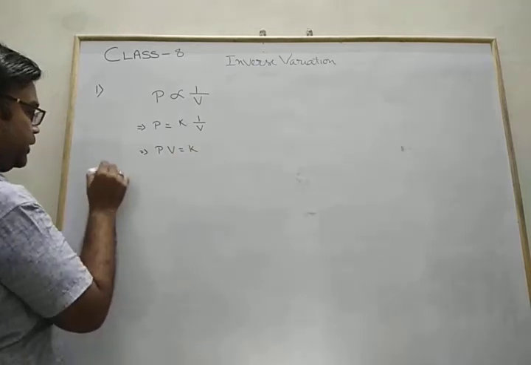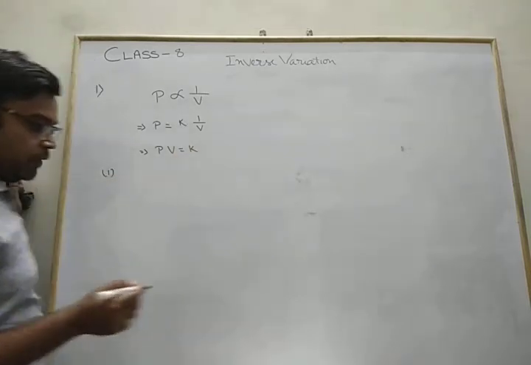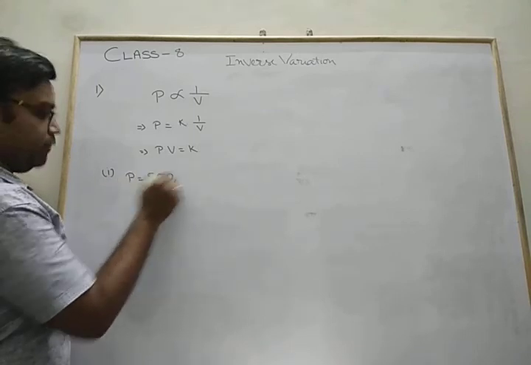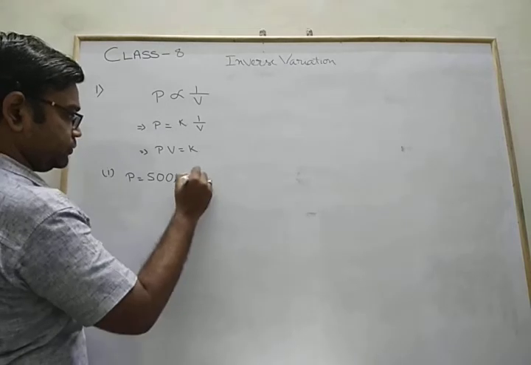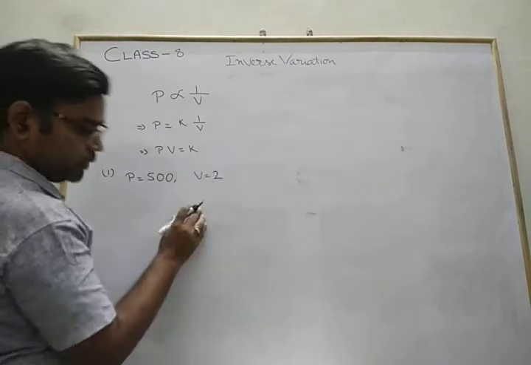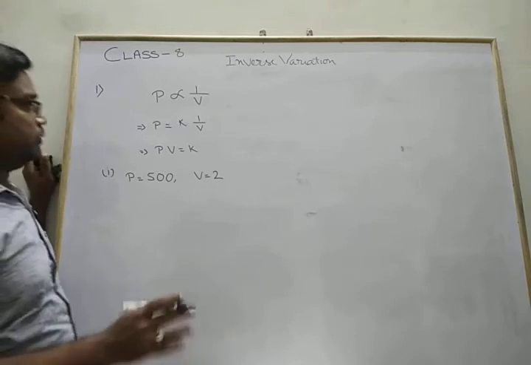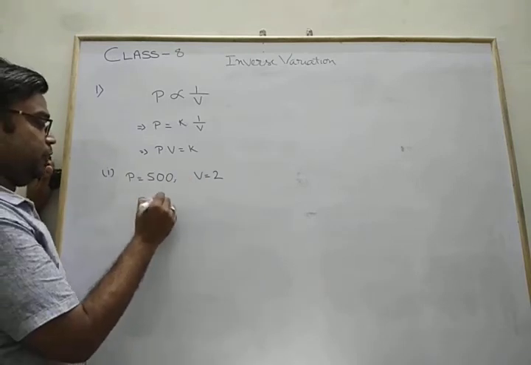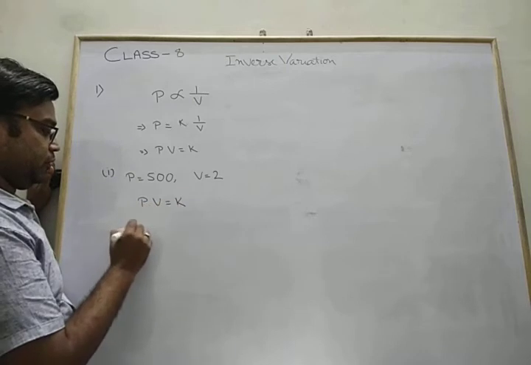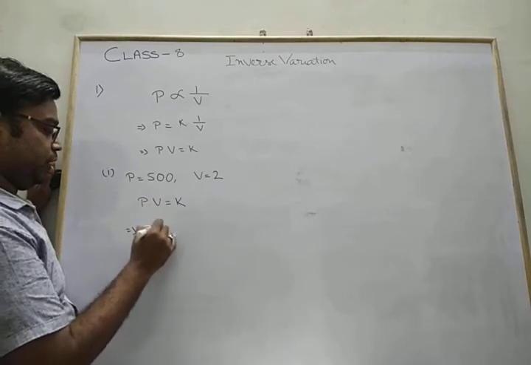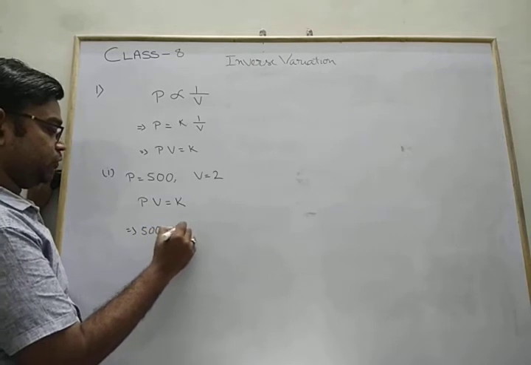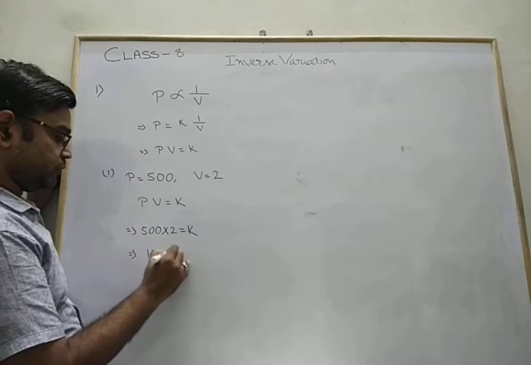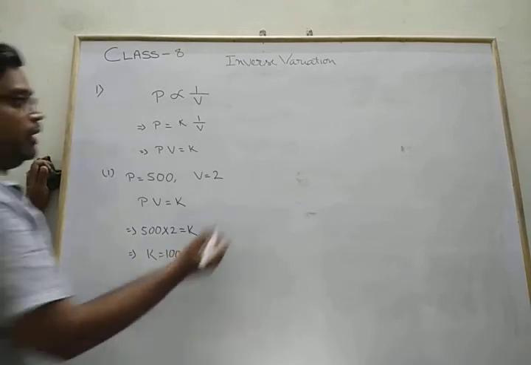Now the first part says calculate the value of K when P is given as 500 and V is given as 2. The volume is 2, no unit is mentioned. So from this we can find P into V equals K. The value of P is 500, the value of V is 2, equals K. So what is the value of K? K equals 1000. This is your first part.